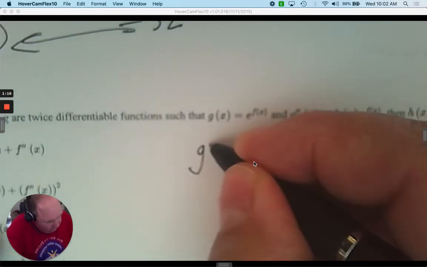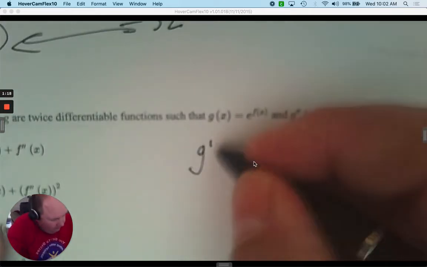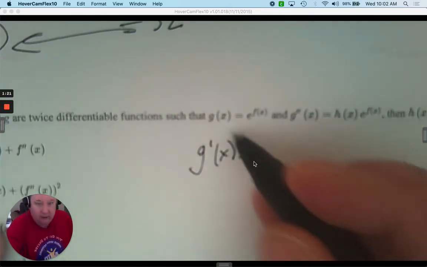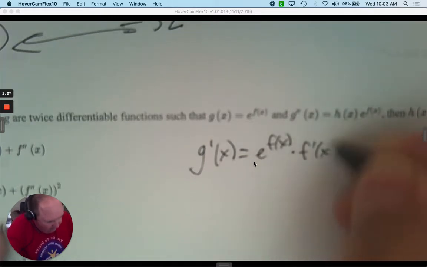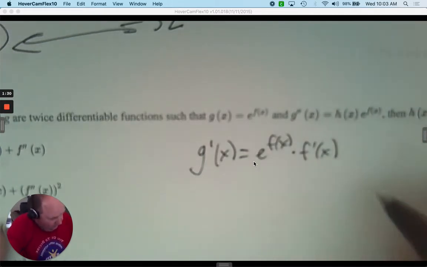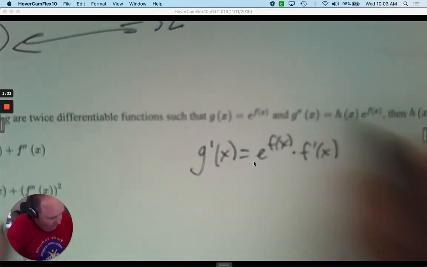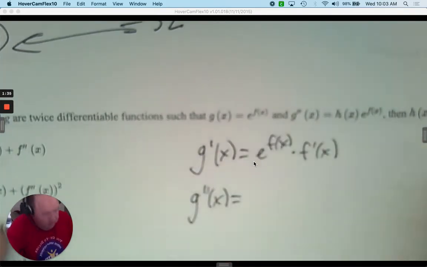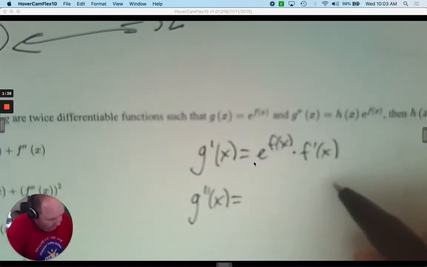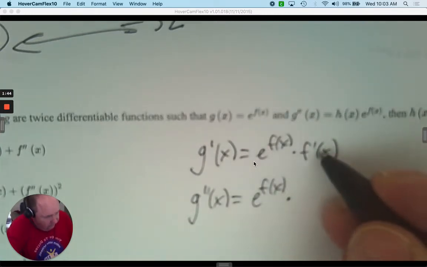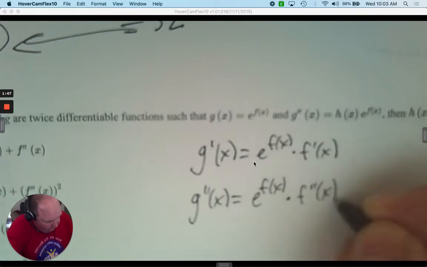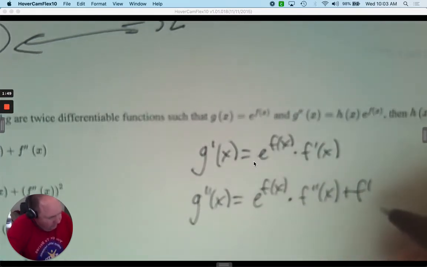So what I'm going to do, first of all, is take the derivative of g of x. That's e to the f of x, and then the hook would be f prime of x. Now, for the second derivative, I'm going to use the product rule: the first times the derivative of the second, plus the second times the derivative of the first.